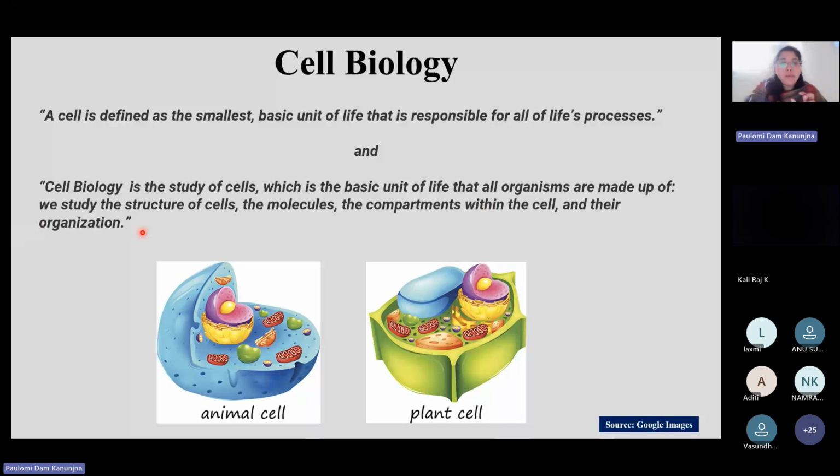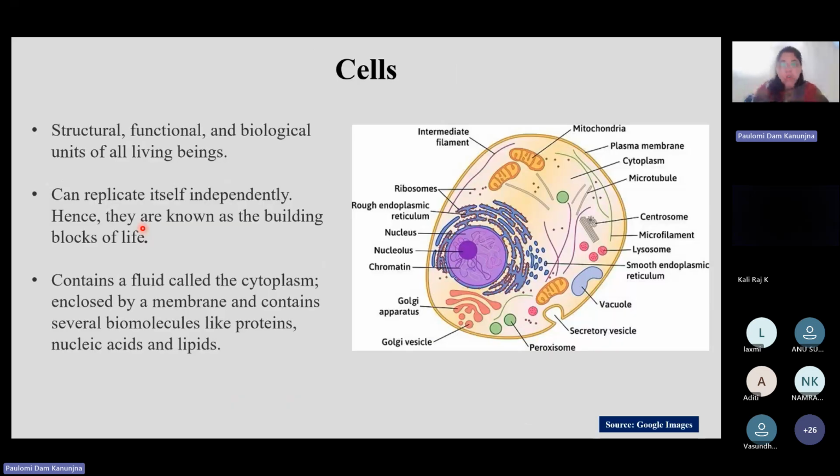And we study the structure of the cells. Basically, we look at what are the components of the cell. We look at the molecules of the cells, the compartments that are within the cells, and their organization. So cell as a whole. Let's go on with the cells a bit more. If you had to give the features of cell, these are the features that you should remember. They are structural, functional, biological units of all living beings. Cells are able to replicate themselves independently. That's why they are the unit of life, because they can replicate themselves, right?